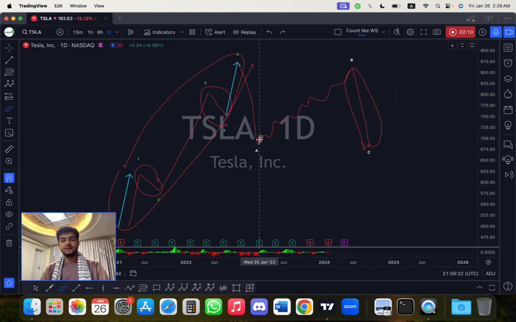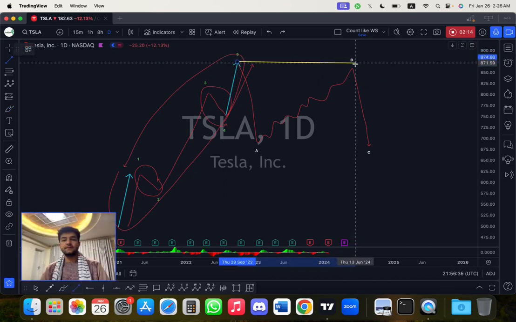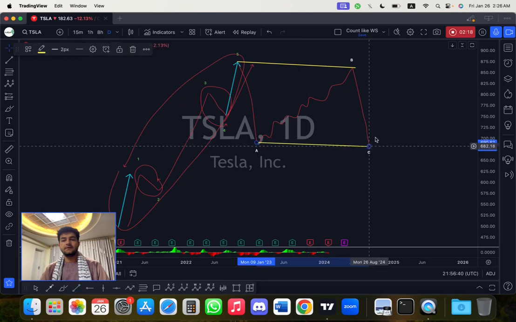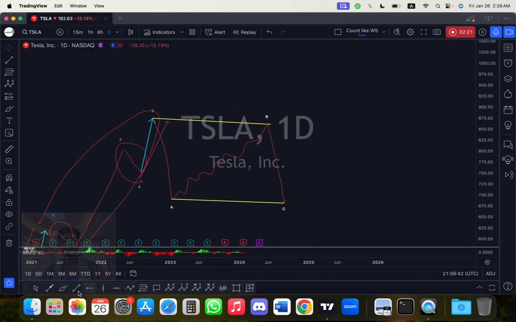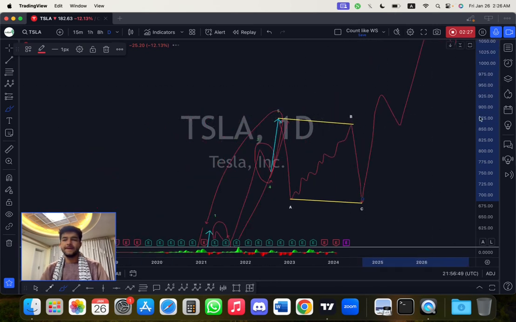After finishing this A, B, C, the market should keep going to the upside again. 1, 2, 3, 4, 5. So you got the point till here.